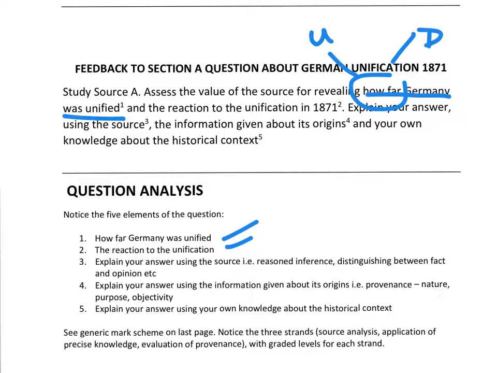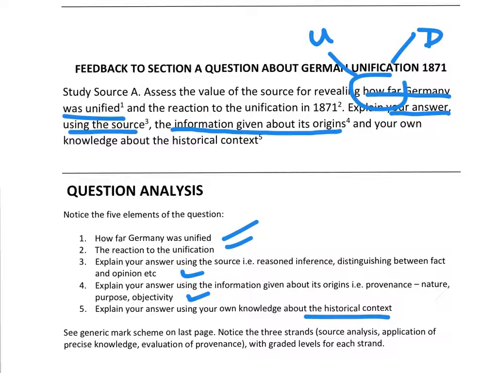Then you've got 3 skills you've got to demonstrate. You've got to demonstrate that you can make inferences, because it says explain your answer using the source. You've got to demonstrate that you can evaluate provenance, because it says using the information given about the source's origins. And you need to include precise additional own knowledge about the historical context.